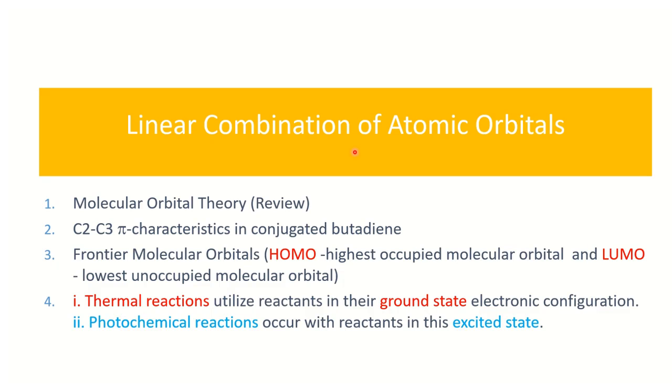And so I want to talk about the linear combination of atomic orbitals. It's okay because all I'm going to do is review molecular orbital theory, and then of course we can see how this theory strongly supports the bond lengths observed in the conjugated butadiene. We'll also briefly look at frontier molecular orbitals, and then we'll look at thermal systems versus photochemical systems.